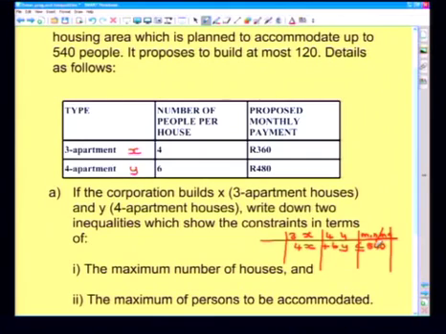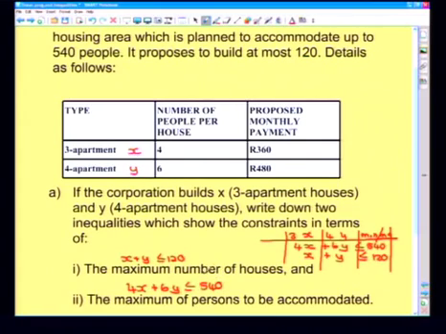Right, now the next one goes on and it says the maximum number of houses and the maximum number of persons to be accommodated. So the maximum number of houses is sorted out. The proposed building here, well, what do we know about that? Well, we know that if we just add X to Y, because that's how many houses we're dealing with, it must be less than or equal to 120. So the maximum number of houses is X plus Y less than or equal to 120. And the maximum number of persons is 4X plus 6Y less than or equal to 540.